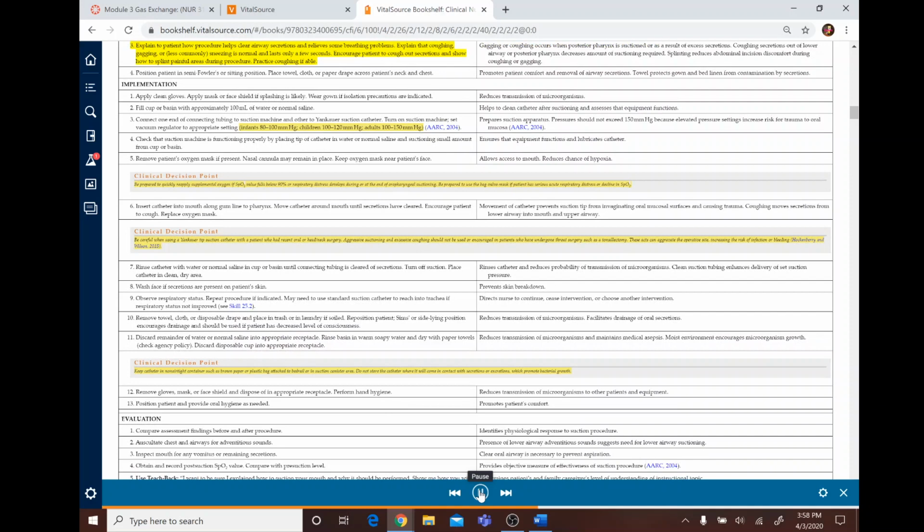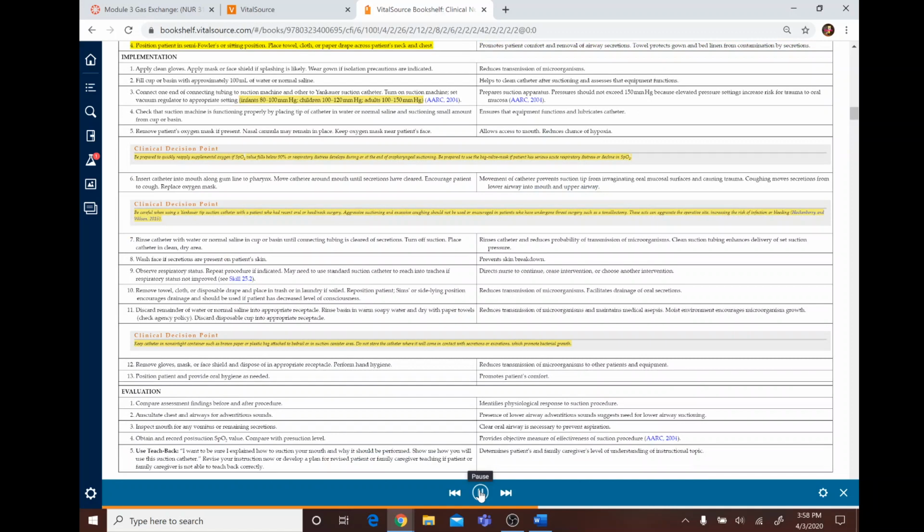3. Explain to patient how procedure helps clear airway secretions and relieve some breathing problems. Explain that coughing, gagging, or, less commonly, sneezing is normal and lasts only a few seconds. Encourage patient to cough out secretions and show how to splint painful areas during procedure. Practice coughing if able. Gagging or coughing occurs when posterior pharynx is suctioned or as a result of excess secretions. Coughing secretions out of lower airway or posterior pharynx decreases amount of suctioning required. Splinting reduces abdominal incision discomfort during coughing or gagging.